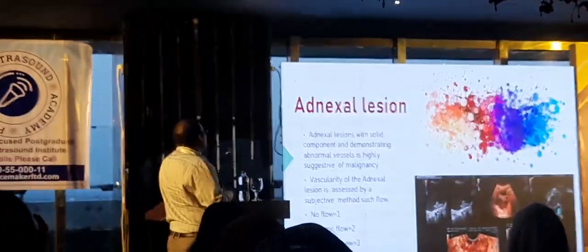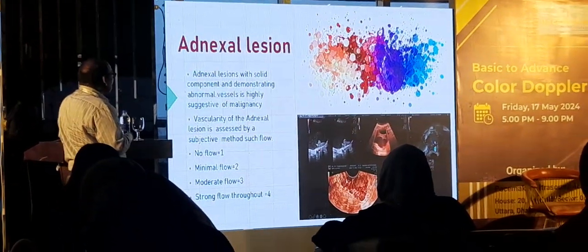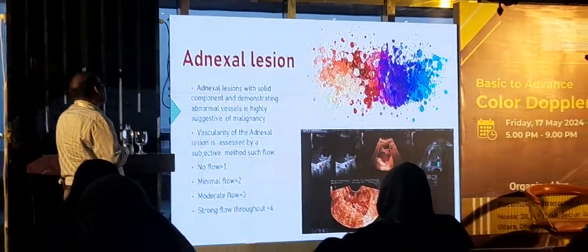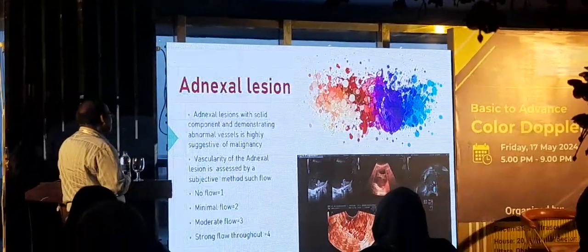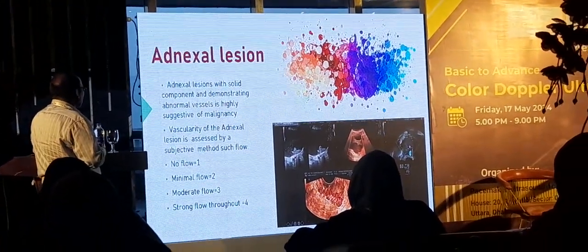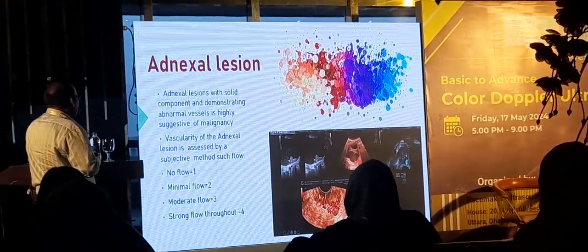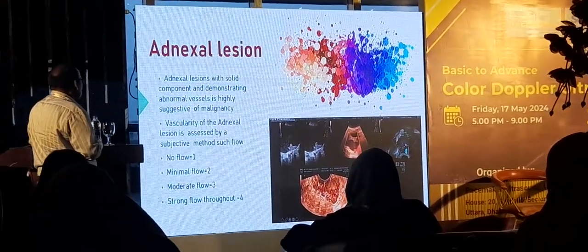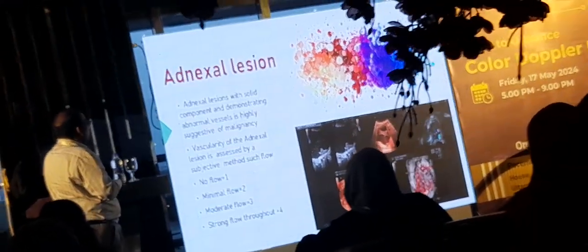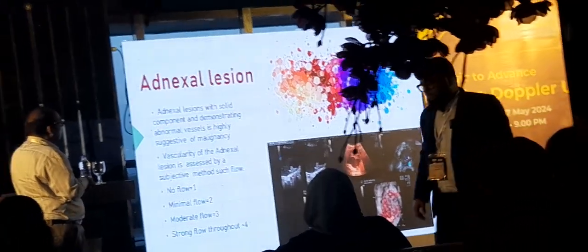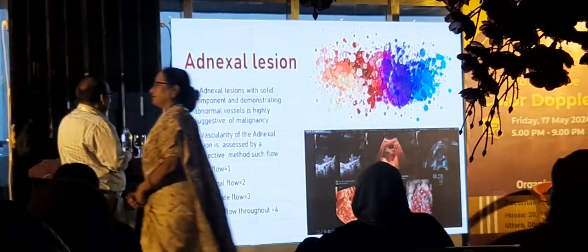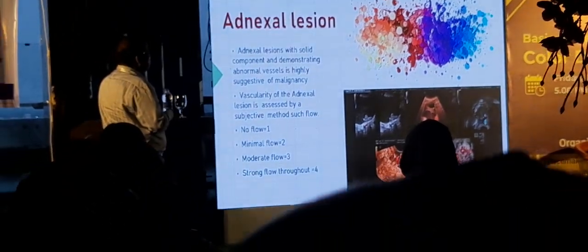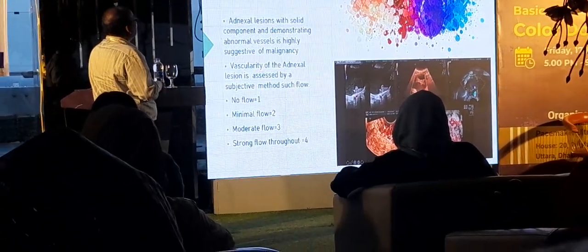Adnexal lesion. Adnexal lesion with solid component and demonstrating abnormal vessel is highly suggestive of malignancy. Vascularity of the adnexal lesion is assessed by a subjective method such as number of flow: 1, no flow; 2, minimal flow; 3, moderate flow; and 4, strong flow throughout the organ.